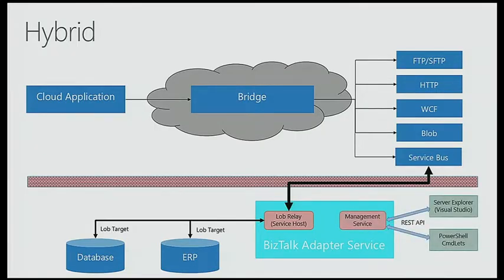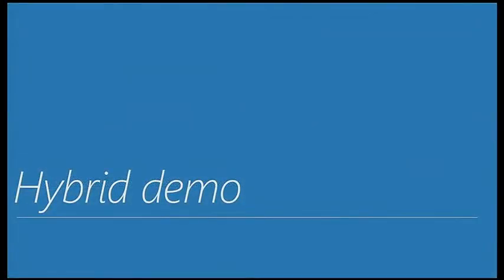So in all of these, you can do it through a management interface that we provide. And using that interface, we also provide a tooling experience for developers as well as for IT admin personas, right? So for developers, we have a Server Explorer plugin within Visual Studio, which can interact with BizTalk Adaptive Service and create those LOB targets and relays. For IT admins, we have PowerShell scripts where you can manage those kinds of things. So let's have a quick demo and see how that can be done.